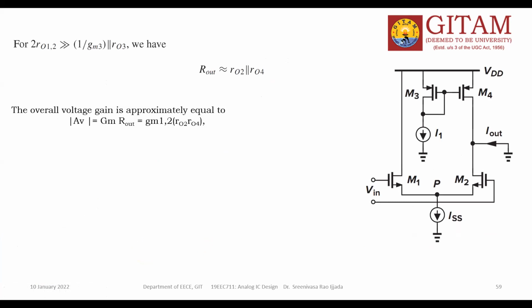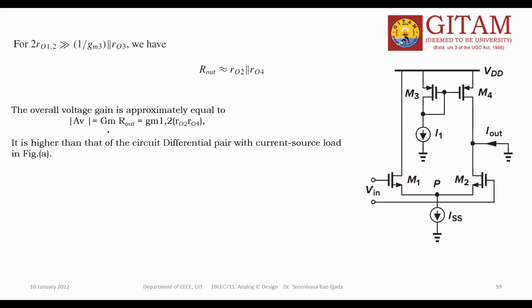Now the overall voltage gain is approximately equal to, so AV, what is the formula? GM multiplied with R naught. What is the GM value we got? GM12. What is R naught? R naught is the R out we are getting. Of course, these two multiplied, the parallel combination of these two. So this is the R out value, GM value and voltage gain value.